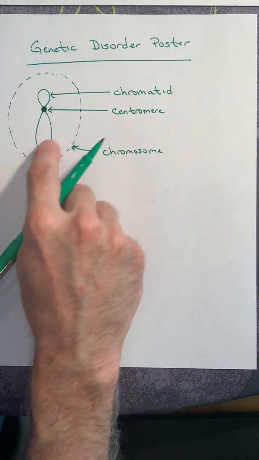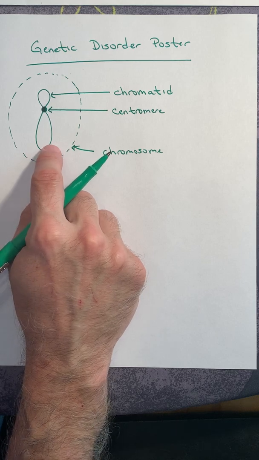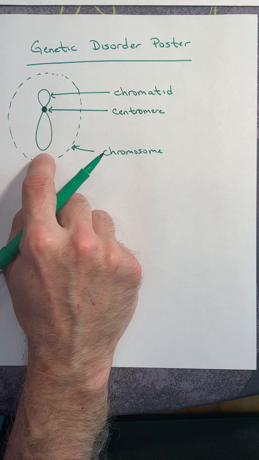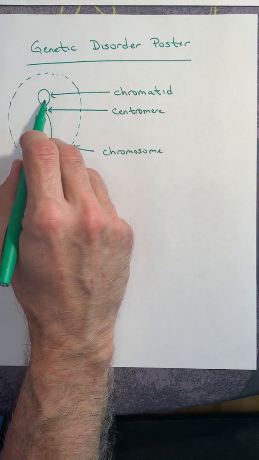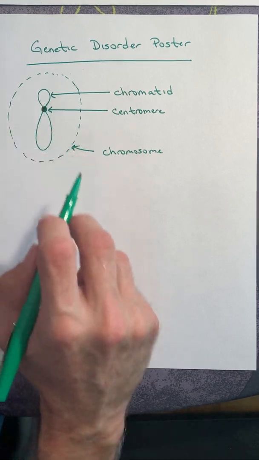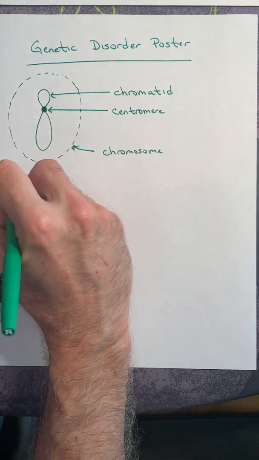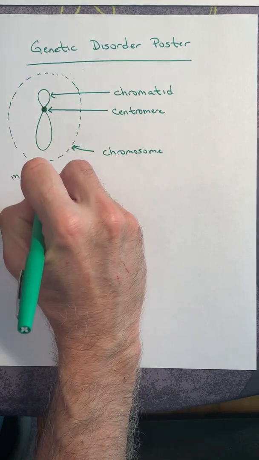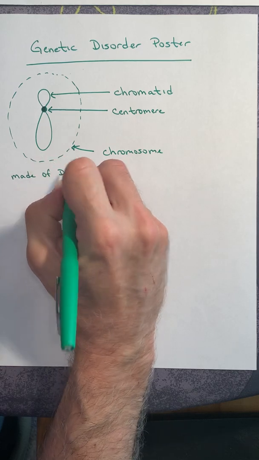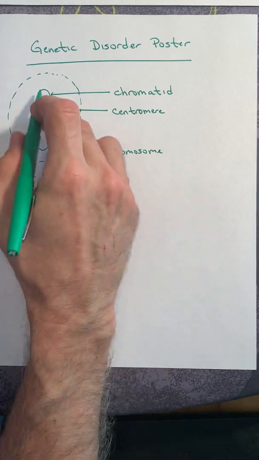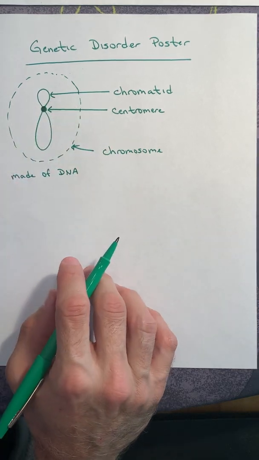So here's your chromosome that forms right before the cell's going to divide by either mitosis or meiosis, which is what we'll talk about next week. And then the two chromatids are held together by a centromere. And then don't forget that this chromosome is made of DNA, condensed DNA, DNA that's super coiled to make this structure called a chromosome.